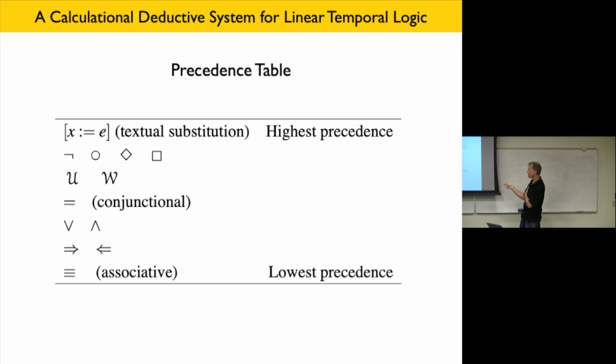But now, what are these ones that you haven't seen before? This circle, that's called next. This diamond, that's called eventually. And this square, that's called always. These are unary operators, so these are new unary operators that we're going to learn about today.